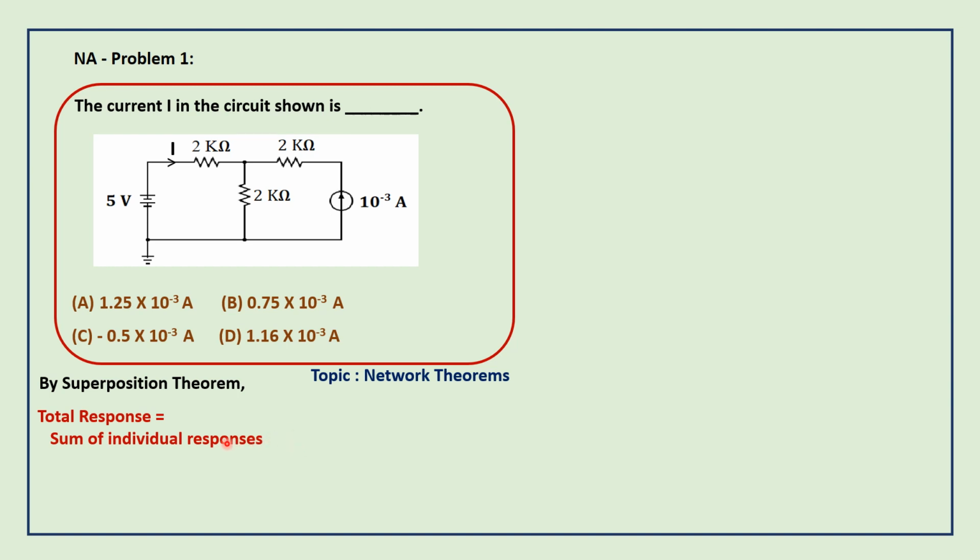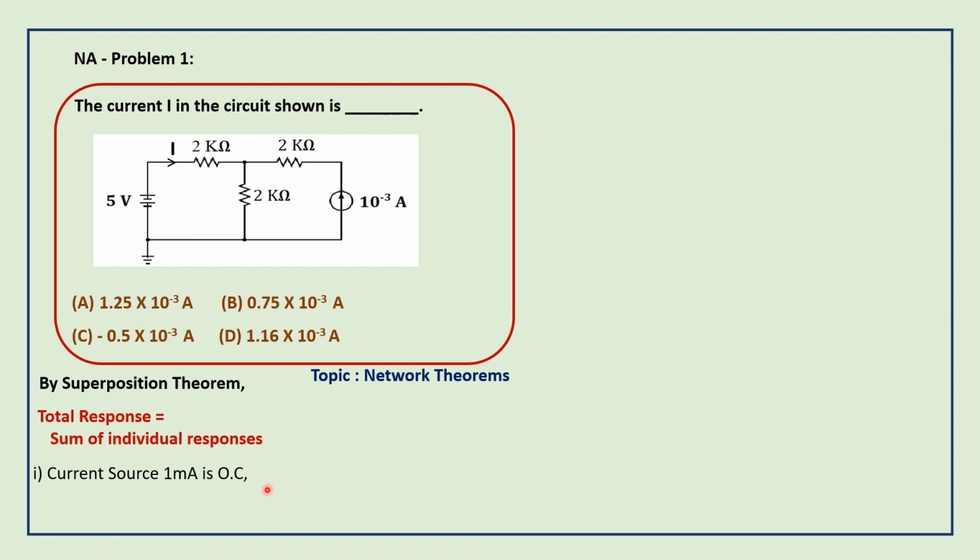Now I am going to use the superposition theorem. So here two sources are there, voltage source and current source. First I am going to activate only the voltage source. The other sources should be replaced by their internal impedance. Here it is a current source, so if the current source is replaced by its internal impedance, it should be open circuited. So the current source 1 milliamp is open circuited. 10 power minus 3 amps is nothing but 1 milliamp.